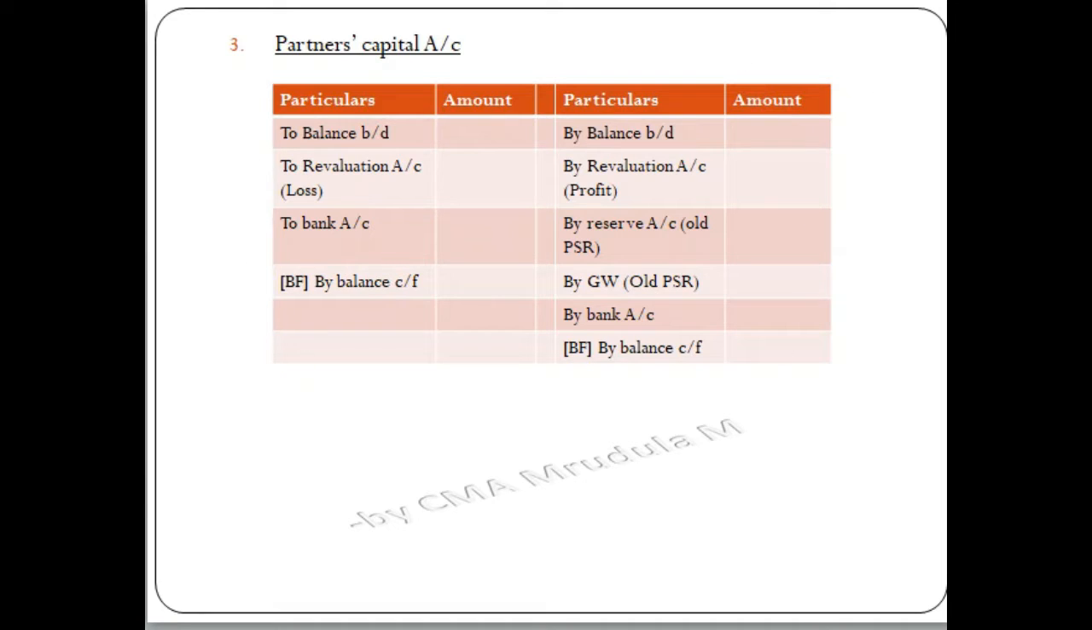The next ledger account to be prepared in partnership firms is the partners' capital account. The ledger balance will look like this. The credit side will have all those entries that will increase the capital amount: the balance brought down, profits, reserves, goodwill that is distributed, and amounts contributed by the partners. The debit side will have those figures that will reduce the capital balance, that is loss and amounts paid to the partners already. A debit balance in a partner's capital account will reflect the firm's liability towards the partners. A credit balance in a partner's capital account will reflect the partner's liability to the firm.